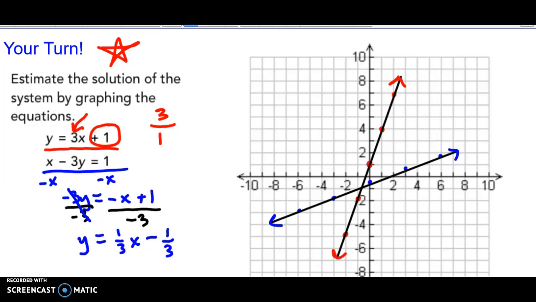So the place where they cross is right about here. This is going to be harder to identify this location. It looks like it could be negative 2/3 for an x value, but it's almost all the way down to negative 1. So I might say that this is about negative 2/3 and a positive 1. So again, you can see why we're estimating here. It's hard to say exactly, but this is about negative 2/3, negative 1 for our solution.